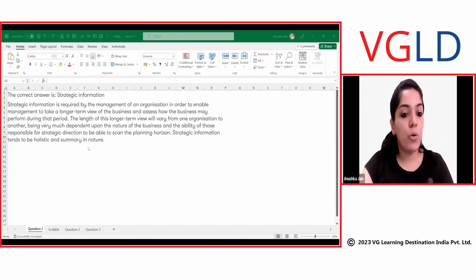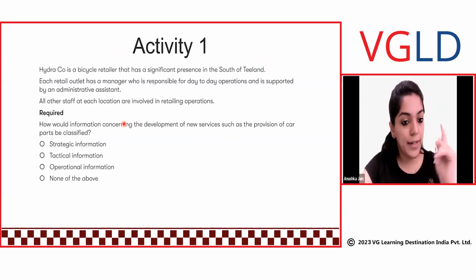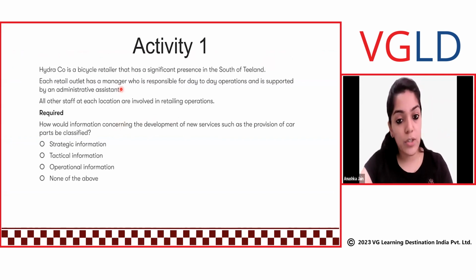Strategic information tends to be holistic and summarized in nature. Okay, so the information will be holistic. It covers all the aspects, but in a summarized manner. So the answer is strategic information, because it involves the development of new services and it will affect my business for many years to come. So it is therefore strategic. I hope it is clear to you all, those who said tactical or operational. I believe now it is clear to you. Okay.